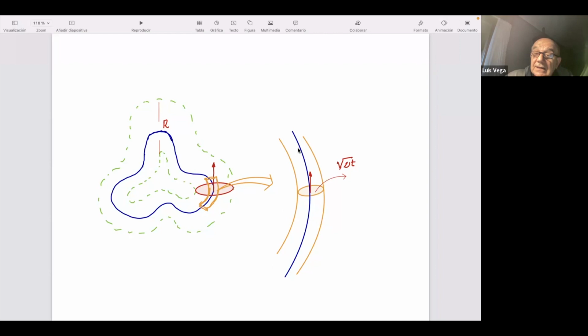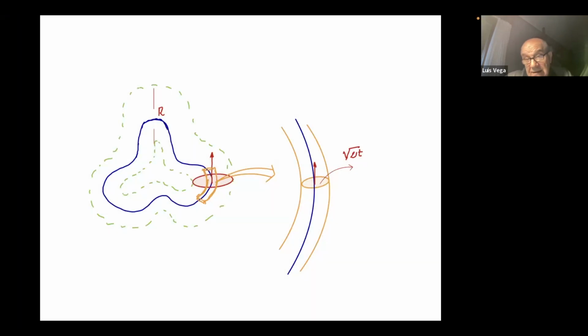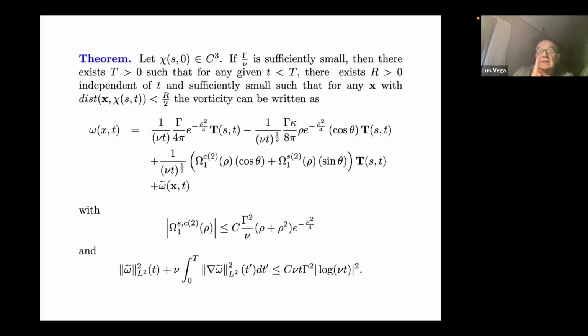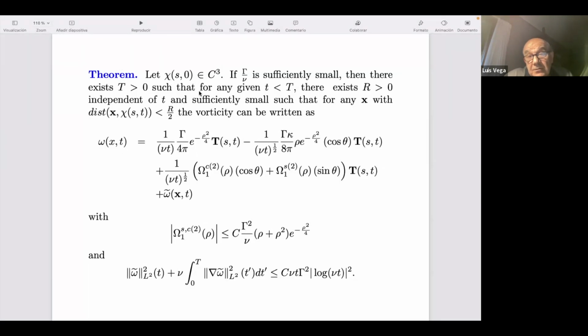This will be my local tubular neighborhood, and then this distance will be a square root of nu t. Okay, so this is the picture. Now this is the result. So as I said, you have to give me a curve with 3 derivatives, and it will be clear why I need that.